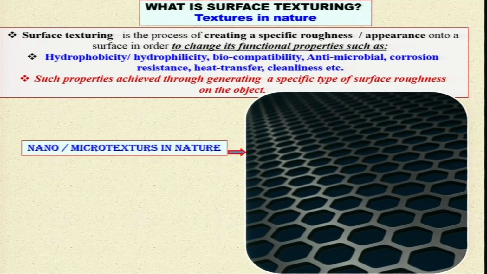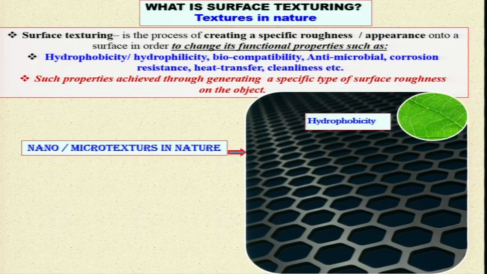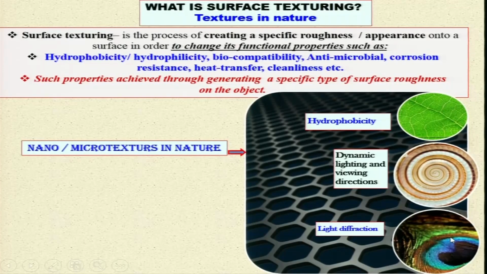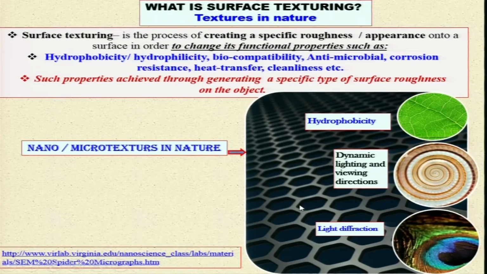Now these are nano micro textures in nature, as you will see here. This is a leaf, and a hydrophobic surface is there on this leaf, and this is dynamic lighting and viewing directions. Now there are certain textures where by changing the direction you will get different kinds of colors. And you can see here the light diffraction on this wing of the peacock. Now this has been taken from this particular reference.